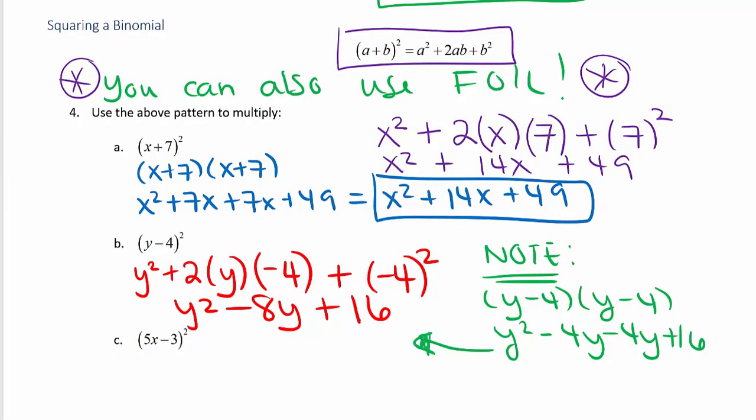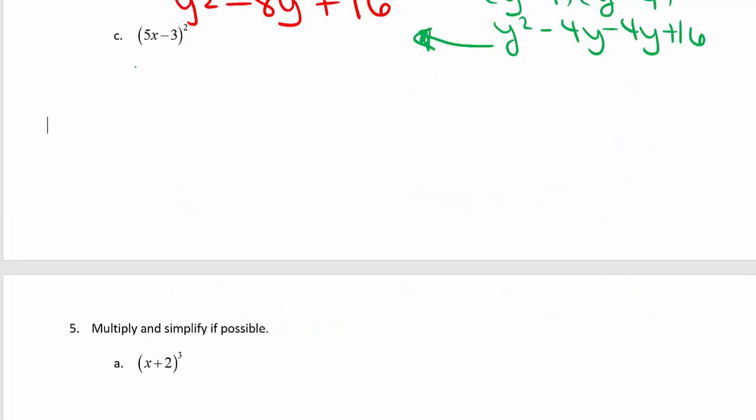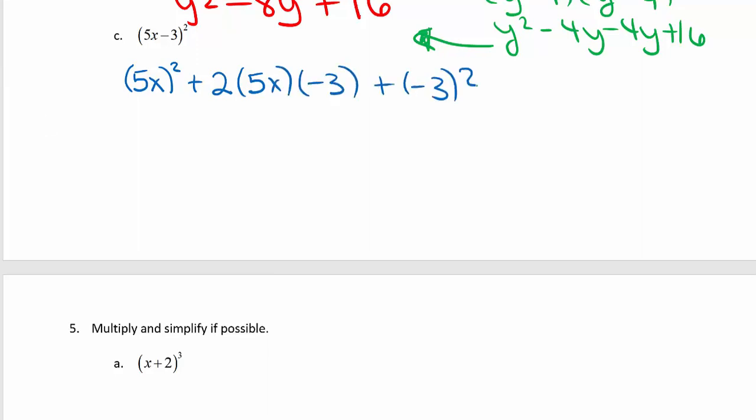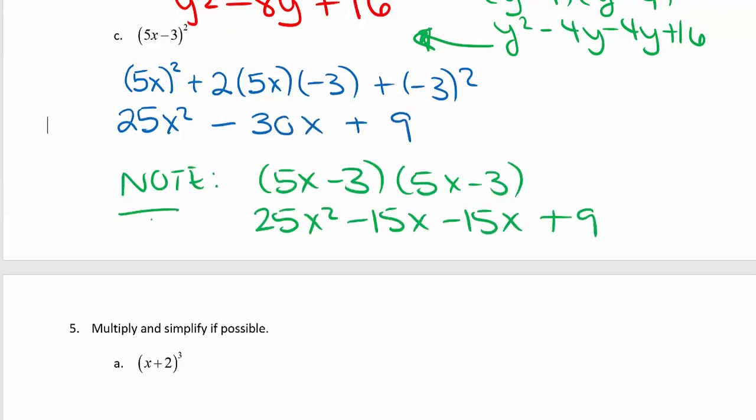All right, let's do one more example. Using the formula, 5x minus 3 squared, we would take the 5x and square the quantity, plus 2 times the 5x times the minus 3, plus the minus 3 squared. That's what the formula tells me. So that becomes 25x squared minus 30x plus 9. However, it's never wrong to write this out and use FOIL. That will give you the exact same answer. The thing to remember is that when you're squaring a binomial, you can't distribute the exponent. You have to either use the formula or use FOIL.